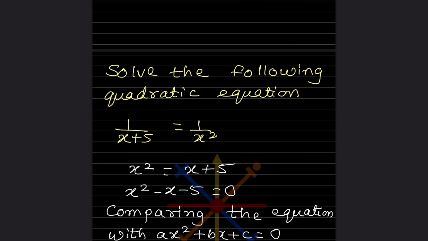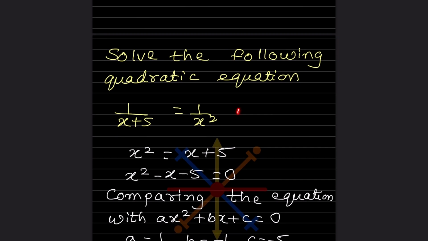So now we are going to solve this equation. So what will you do? You are going to do the cross multiplication over here. So x square into 1, that will be x square. This will go here, that will be x plus 5. Now we are going to put it in the standard form. So minus x, here this plus 5 will go here, that will be minus 5. So this is in the standard form.